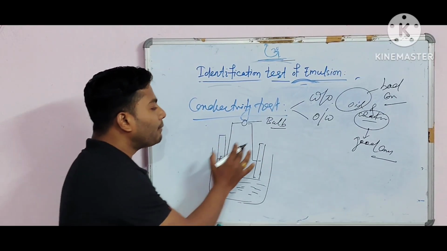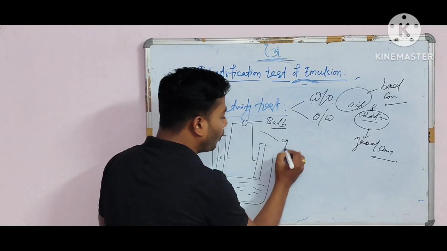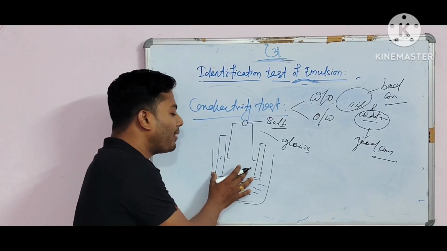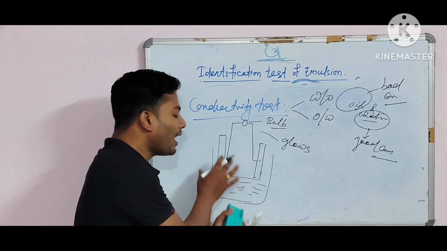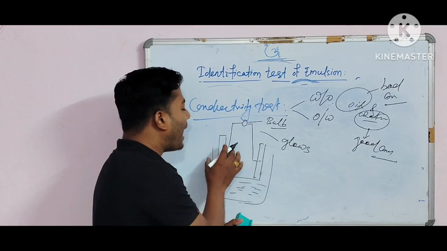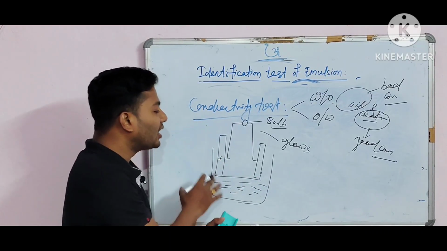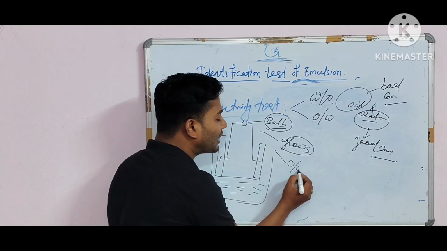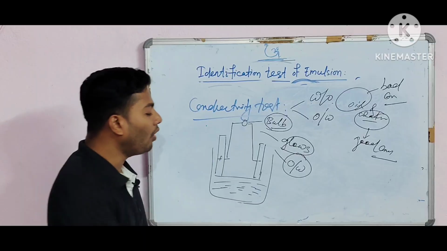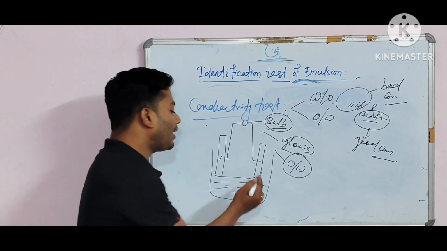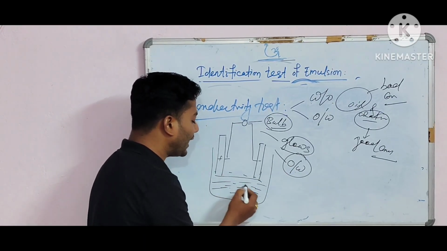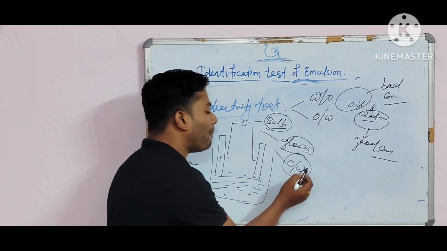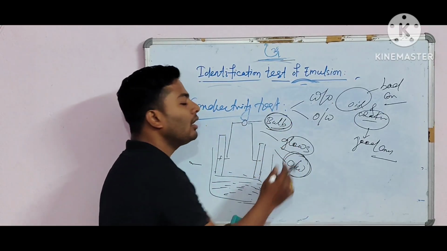So if the bulb glows, now tell me which type of emulsion is in the beaker? Definitely, after passing the electricity, if the bulb glows, it is an O/W type of emulsion, because all of you know water is a good conductor and water is present in large amount in this emulsion. That's why when I pass the electricity, with the help of the maximum amount of water, the bulb will glow.